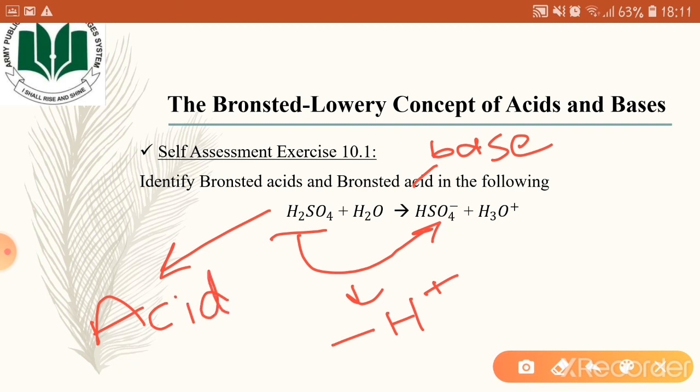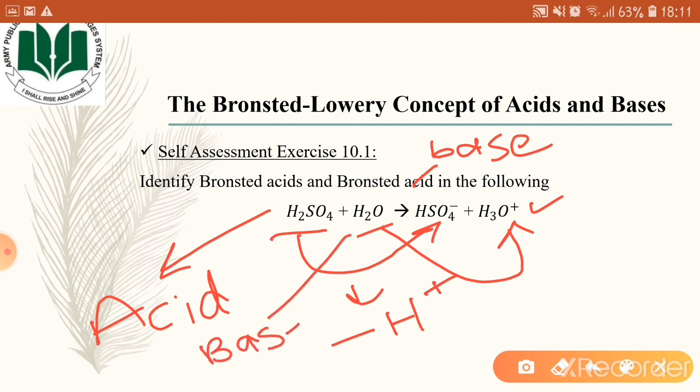And for the base, we will see that the water molecule is accepting the proton from the sulfuric acid and has been converted into hydronium ion. Since it accepted the proton and has been converted into a positively charged species, that water molecule will be considered a base here.